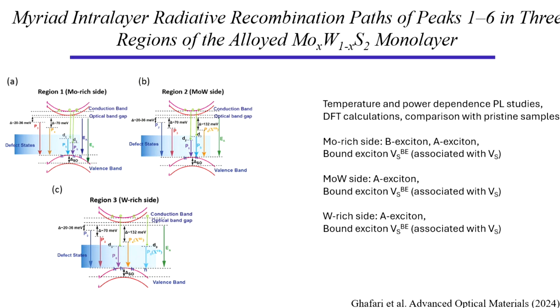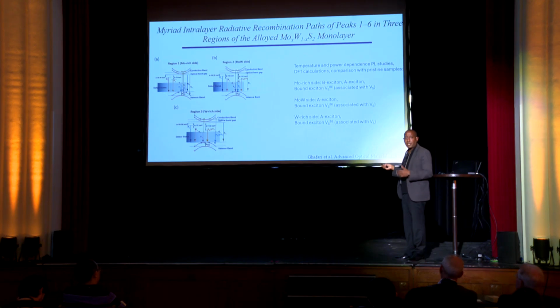In the center, the molybdenum-rich side, we have the B excitons, A excitons, and excitons coming from these vacancy centers. In the middle, you would have more of the exciton as well as these defect-centered peaks, and at the edge, the exciton and mostly the peaks from the vacancy centers. So those 6 peaks are basically assigned in that way.